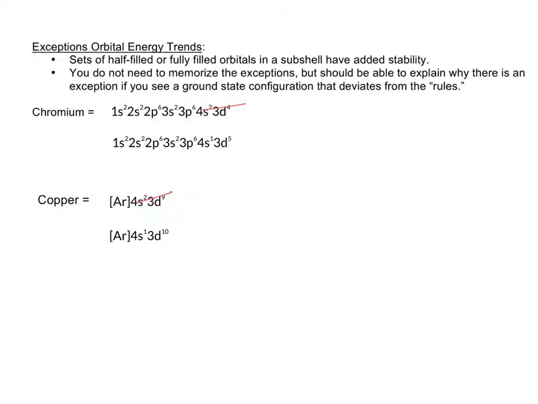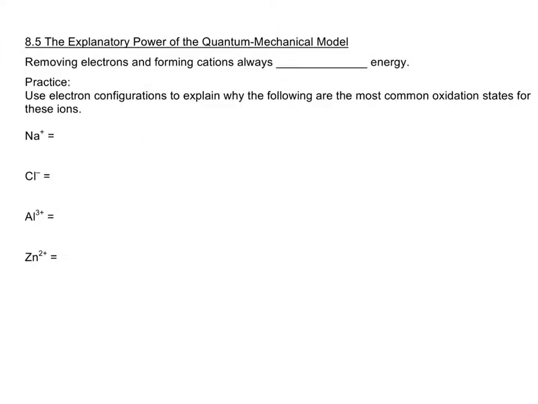So make sure that when you give an explanation for why it's not the one that you would predict based on our filling rules, that it's because it's added stability or reduced potential energy. So now the reason we spent all of this time figuring out electron configurations and determining where electrons are in these different sublevels is because it gives us a tremendous amount of power to explain how atoms behave.